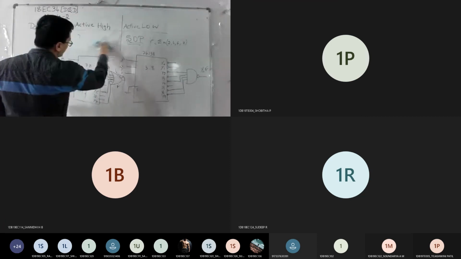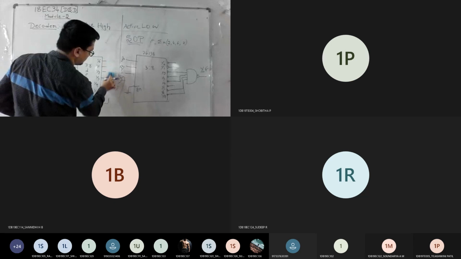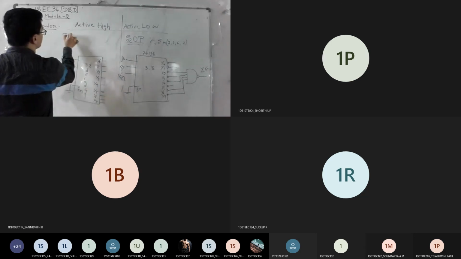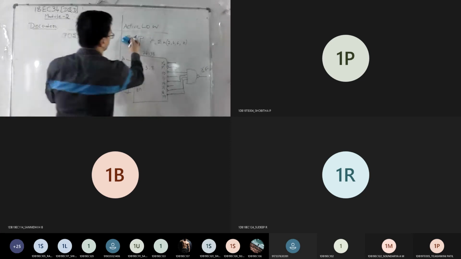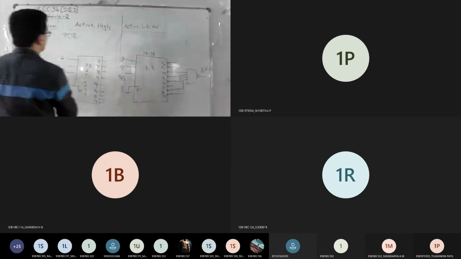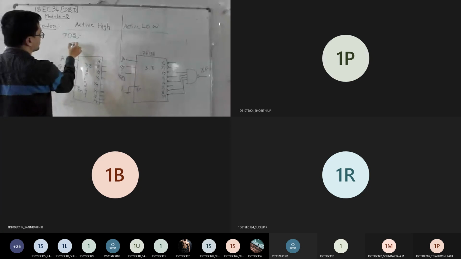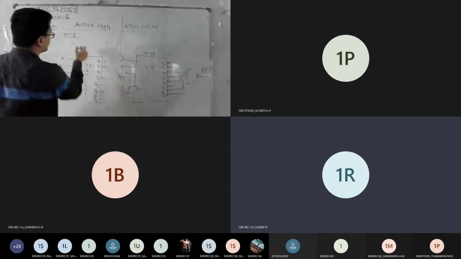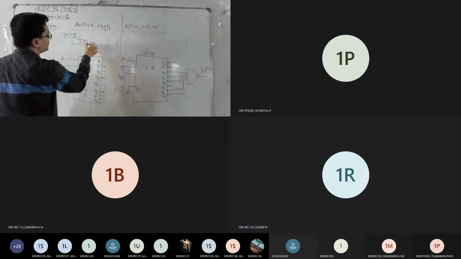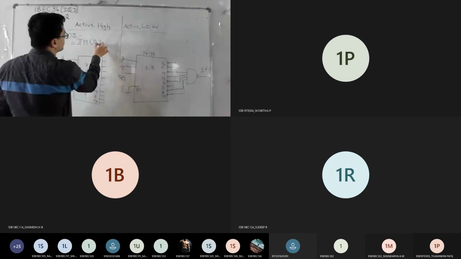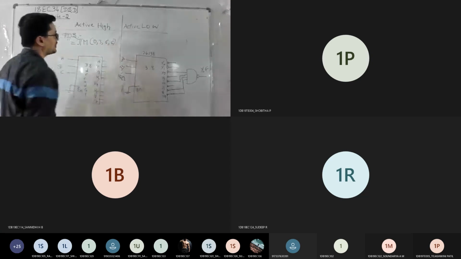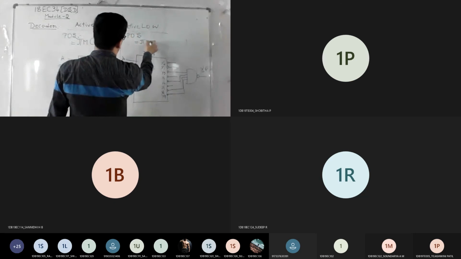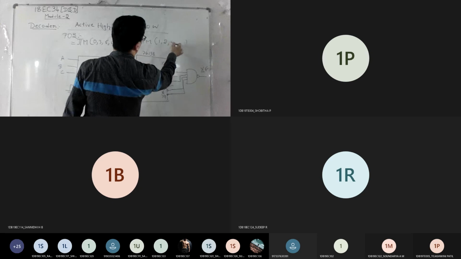Let me repeat. The diagram I won't erase, only this part I will erase. Okay, so here instead of SOP, this is POS now. So this is for active low. And what is the representation for your POS form? Pi M. Good. So there should be pi with capital M. Assume it was given like this: 0, 3, 5, and 6. Similarly, for active low POS, pi capital M, 1, 2, 4, 7.